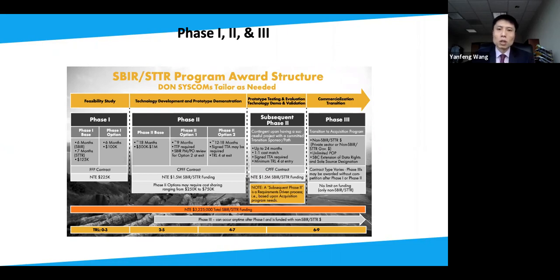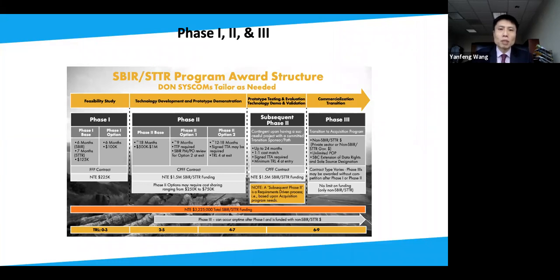I will explain each. Sequential phase 2 takes into consideration that some technology will take a longer time to commercialize. Therefore, one phase 2 is not enough. In the case of Navy, if they believe that is the case, they can give you a second phase 2, which means it could be $500,000, $1 million, or $1.5 million, including option. But that's it. There will be no third phase 2, subsequent one. So that is so-called sequential phase 2.